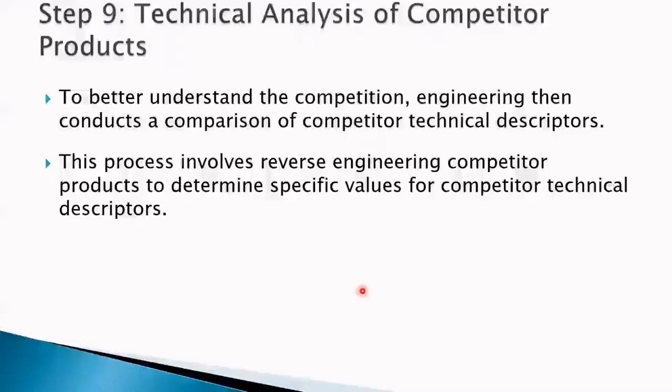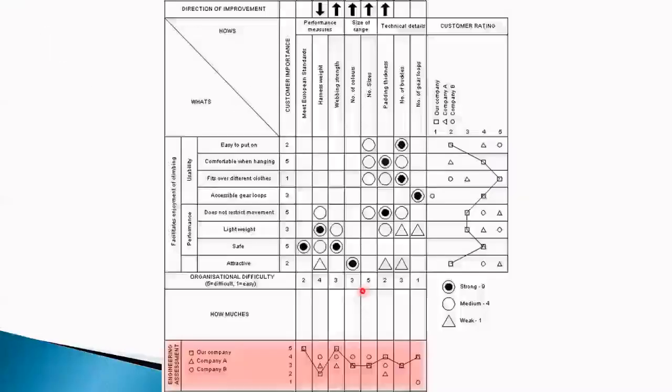It is almost equal to step number 3. The only difference is that under step number 3, we just compared what the customer wants, based on the customer's points. Now we are going to compare with the technical analysis based on the technical attributes. Here you can see we have compared our product with the competitor based on the attributes, from the engineers' points of view.